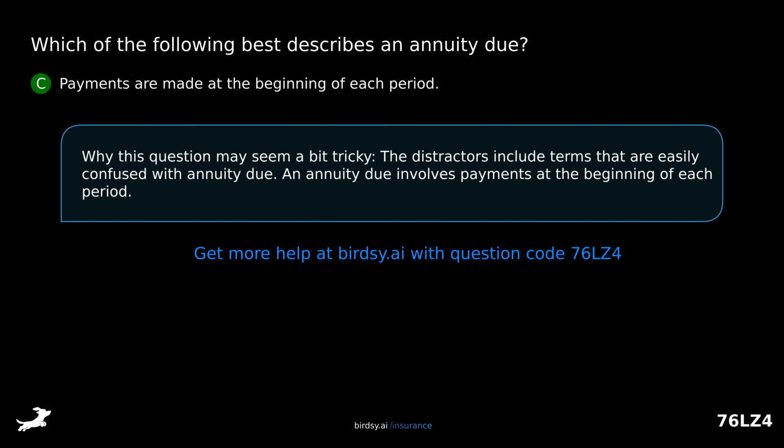Why this question may seem a bit tricky: the distractors include terms that are easily confused with annuity due. An annuity due involves payments at the beginning of each period.